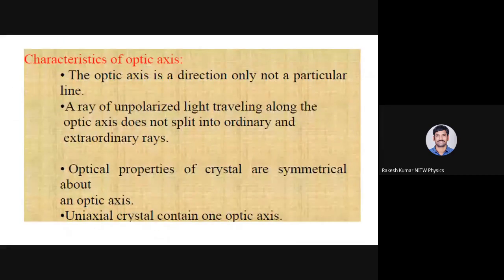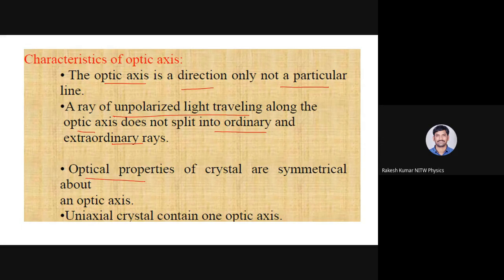As I said, it is very clearly mentioned: the optic axis is a direction, not a particular line. Any unpolarized light traveling along the optic axis does not split into ordinary and extraordinary rays, because it is going to experience the same identical environment. And remember, all the optical properties along the optic axis are symmetrical. You are going to get identical properties along that particular direction. There are two kinds of crystals: one is the uniaxial crystal, the other one is the biaxial crystal.